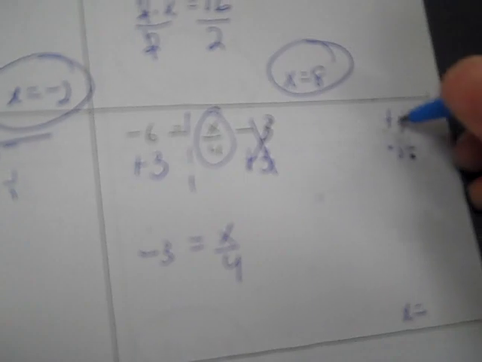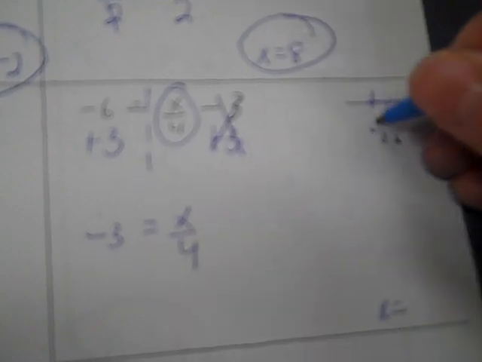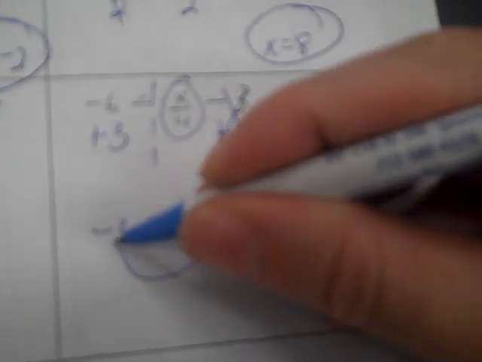And I add 3 to negative 6. That's not 9. You have negative 6 plus 3, which is negative 3. So you got negative 3 equals x divided by 4. Okay, now I see division in the equation, so I need to multiply. I need to do the opposite. Negative 3 times 4 is negative 12. Okay, there we have it.